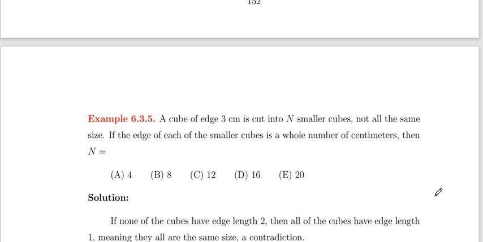So there's a problem. It says a cube of edge 3 is cut into n small cubes, not all the same size. If the edge of each of the smaller cubes is a whole number, then n equals which number?